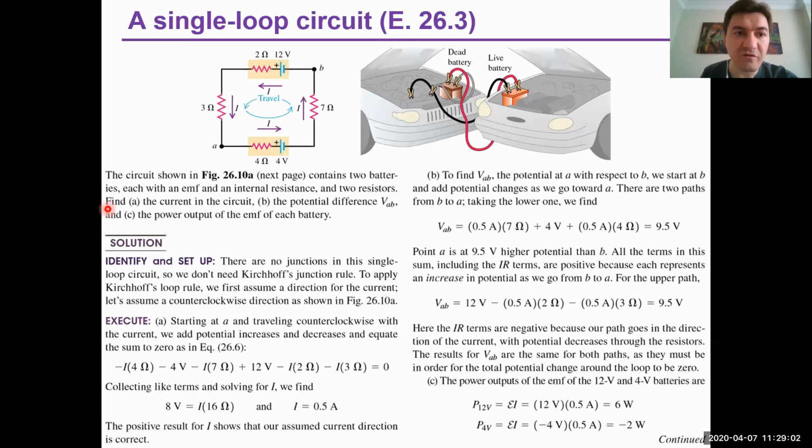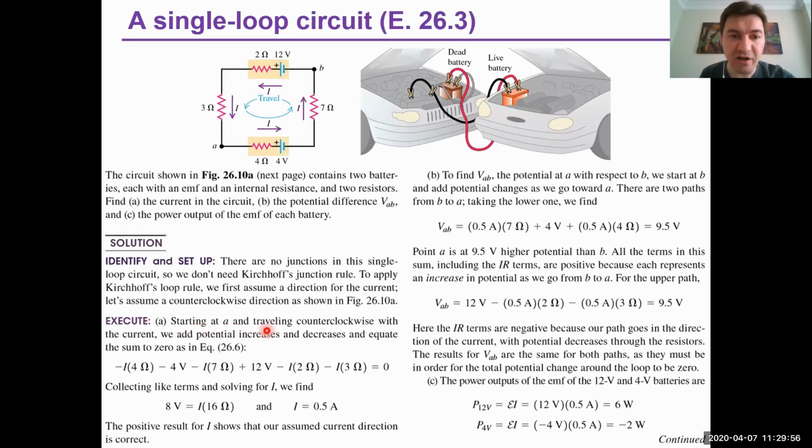So now let's try to do that. The question: find the current in the circuit. What is the current in the circuit? The second question, what is the potential difference between A and B points? And what is the power output of the EMF of each battery? Starting at A and traveling counterclockwise, so I choose that this is the direction of the current, okay? I consider that the current is traveling in that direction. And then I also choose a loop in the same direction of the current, okay? This is the direction of the current and this blue one is the direction of the loop, the direction of the travel.